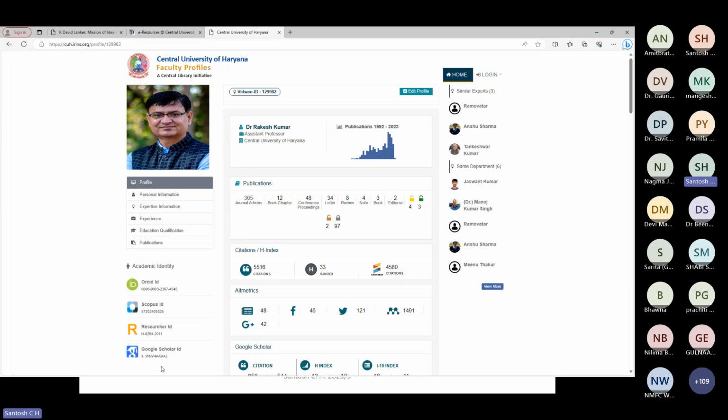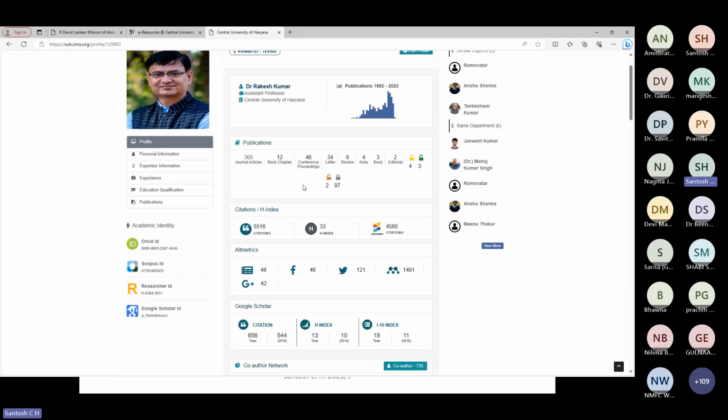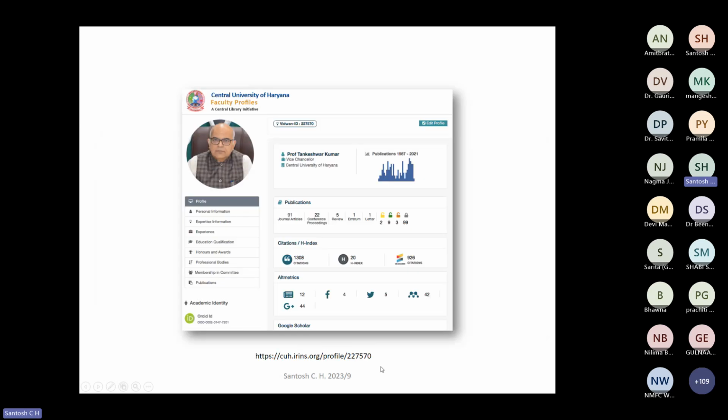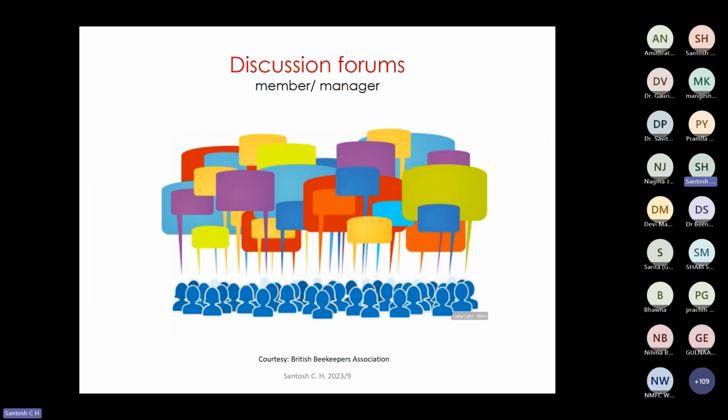So the moment we add his profile IDs to this particular website or portal, it starts collecting data from different platforms. In the sense, it collects from ORCID, Scopus, Researcher ID, and Google Scholar ID. So friends, this is about the HARYANA. So let us move further. So this is our Vice Chancellor's profile.